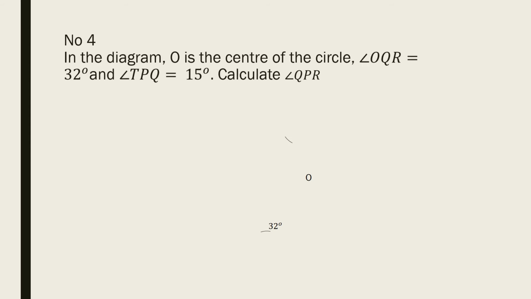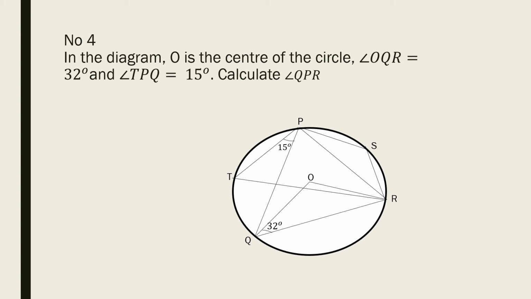Our number 4, we also have another circle. Remember, we are dealing with circles today. Our circle is here, and the center of the circle is also O. We have so many letters, so let's explain. We have angle OQR, that is the angle formed at this Q, and that is 32 degrees.